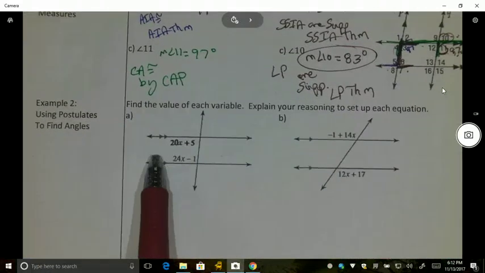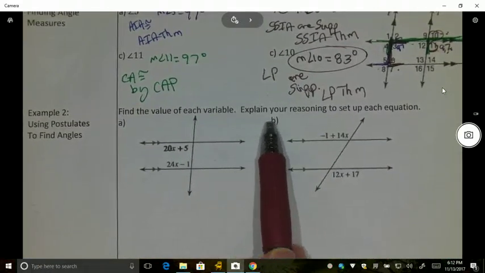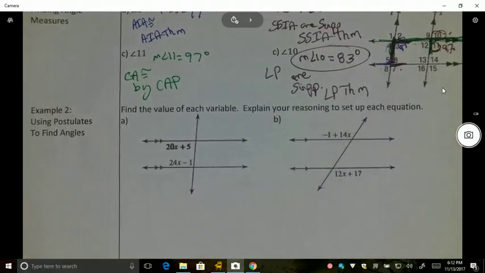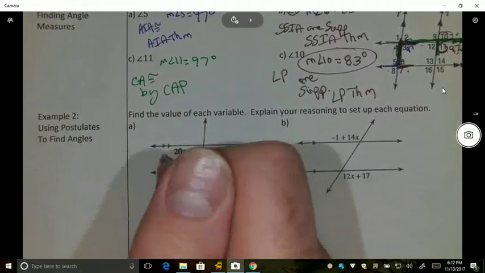So we're asked to find the value of each variable and explain our reasoning to set up each equation. They don't give us angle names. Normally we'd start with angle names, and then after saying things are congruent or supplementary, we would write our equations. But we're not doing a formal proof, so I'm not worrying about it.